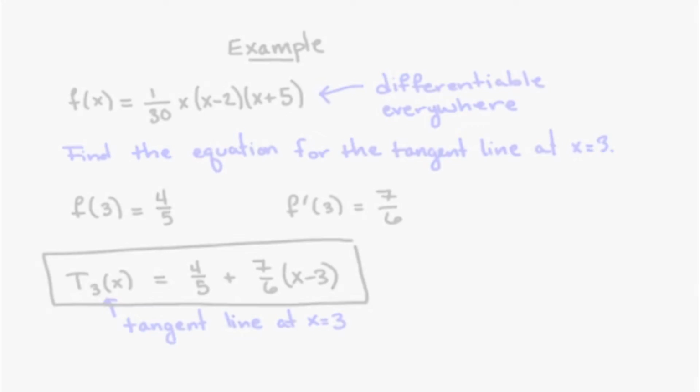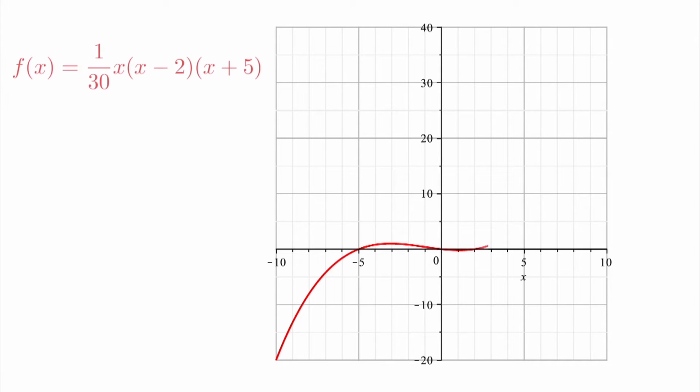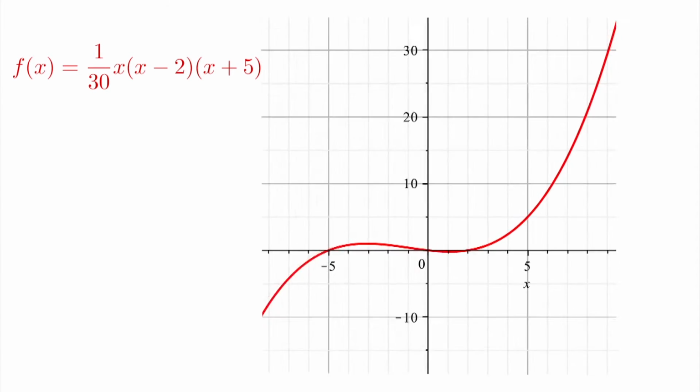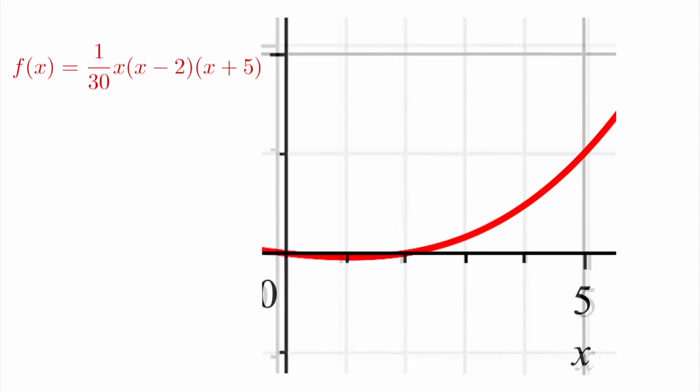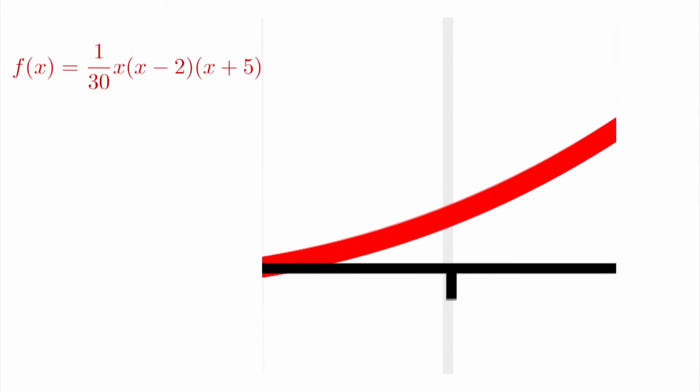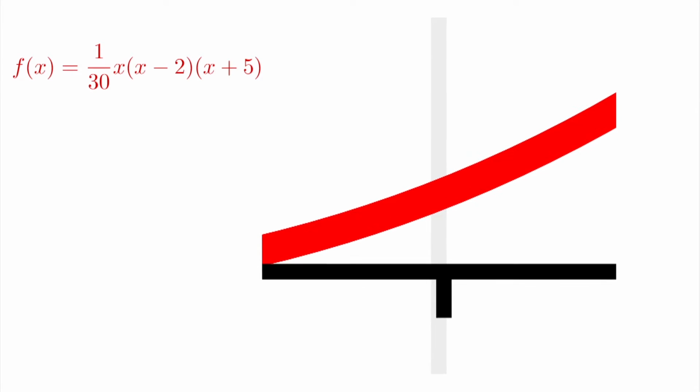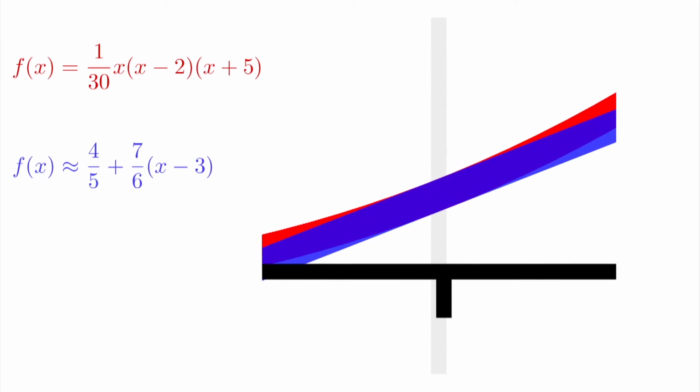Let's take a look at the graphs of f of x and T sub 3 of x. The function f of x is graphed in red. The further we zoom into the graph at x equals 3, the more it begins to resemble a straight line. The slope of the line approaches the value of the slope at the tangent line at 3, which is drawn in blue.